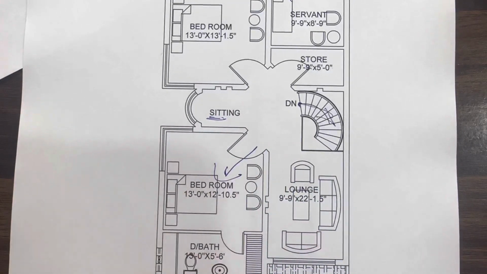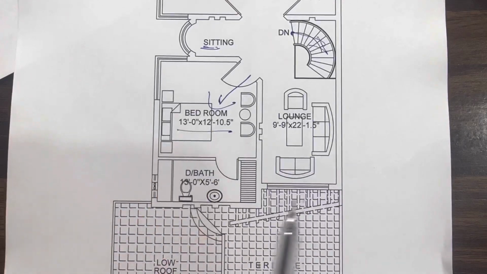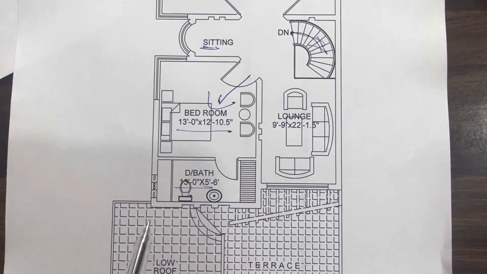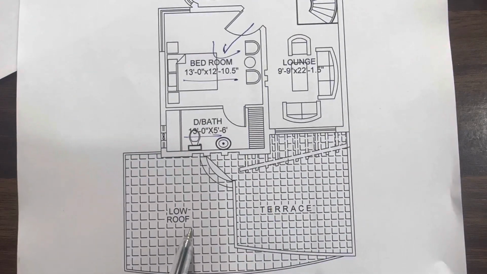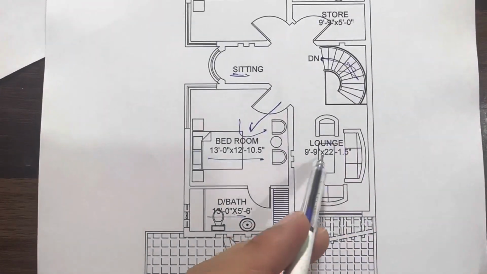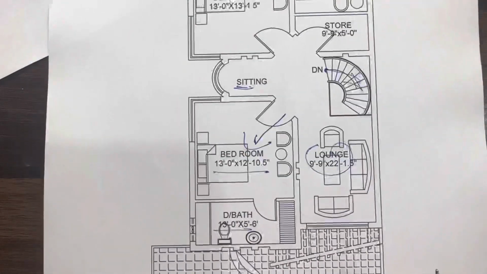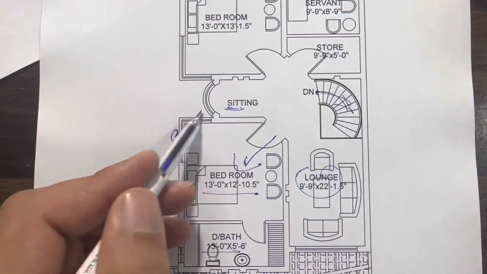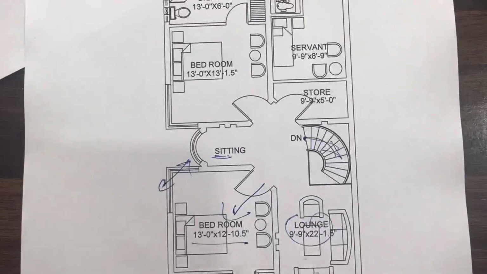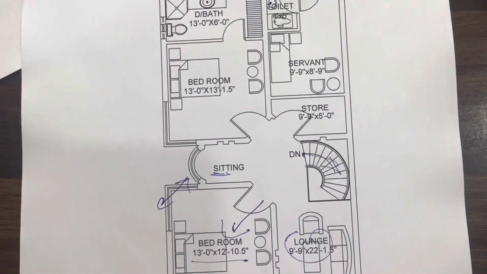This is the first bedroom. Size, you can see clearly, this is its size. This is the bath. You can see this is a low roof on top of the car porch, and this is its terrace. Next, this is a lounge. Size, you can see clearly, and here this is a corner window for this bedroom. This is the second bedroom. You can see its sizes.